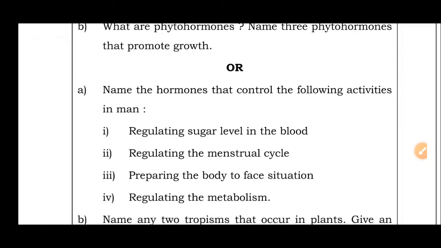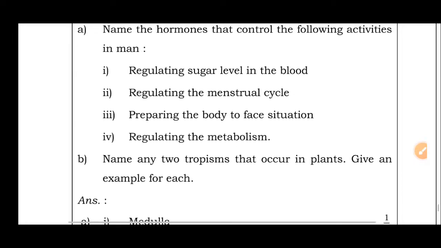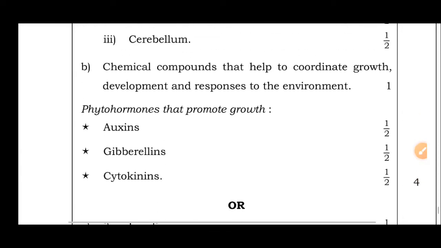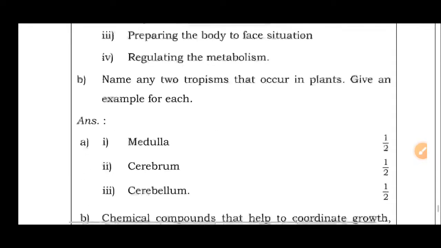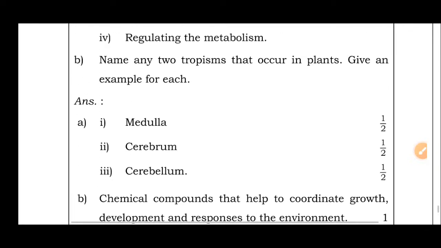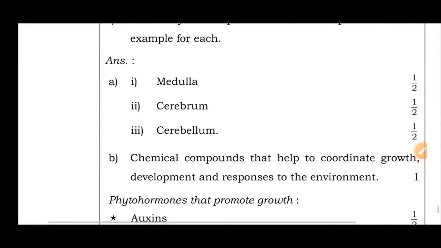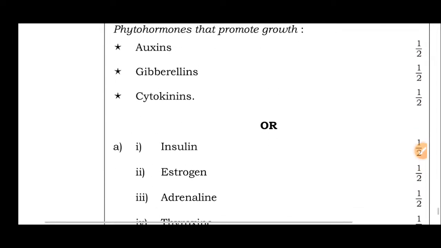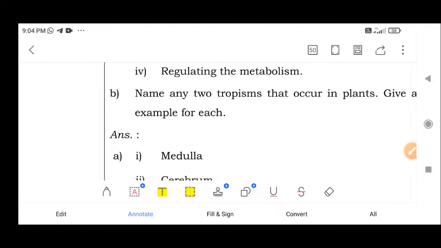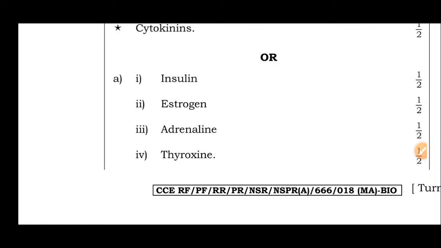Another question is there. Name the hormones that control the following activities in man. Regulating sugar level in the blood, it's insulin. The next one, regulating the menstrual cycle, it's estrogen. The next, preparing the body to face a situation, that's adrenaline. Then next, regulating the metabolism: to regulate the metabolism, thyroxine is helpful.